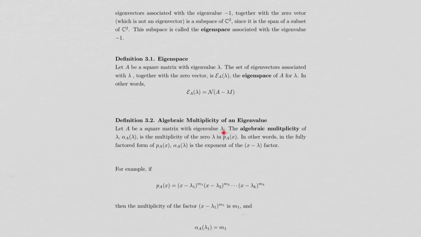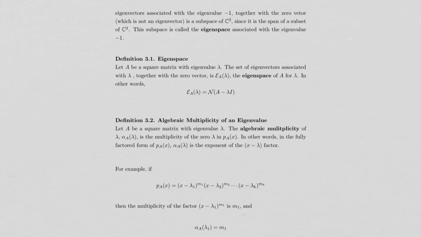If A is a square matrix with an eigenvalue lambda, the algebraic multiplicity of lambda, written alpha with a subscript A of lambda, is the multiplicity of the 0 lambda in the characteristic polynomial. If you remember from basic algebra, multiplicity of a 0 in a polynomial can be easily identified when we factor the polynomial. In the fully factored form of the characteristic polynomial, the algebraic multiplicity of lambda is the exponent of the x minus lambda factor.